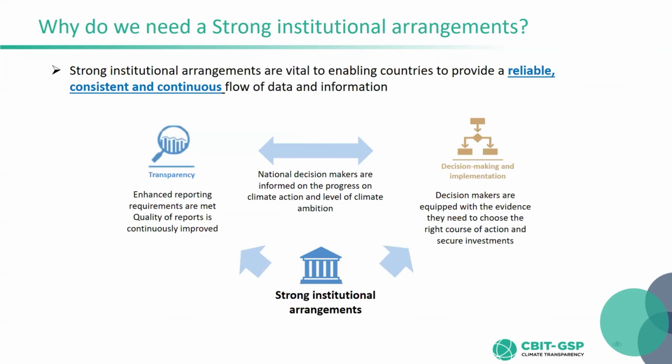Just very quickly, why do we need our system and institutional arrangement to be strong? Because first of all, they will ensure a continuous stream of high quality data and information necessary for reporting. They will support us in the improvement over time. They will also provide national decision makers with updated information on climate progress and our climate ambitions, etc.